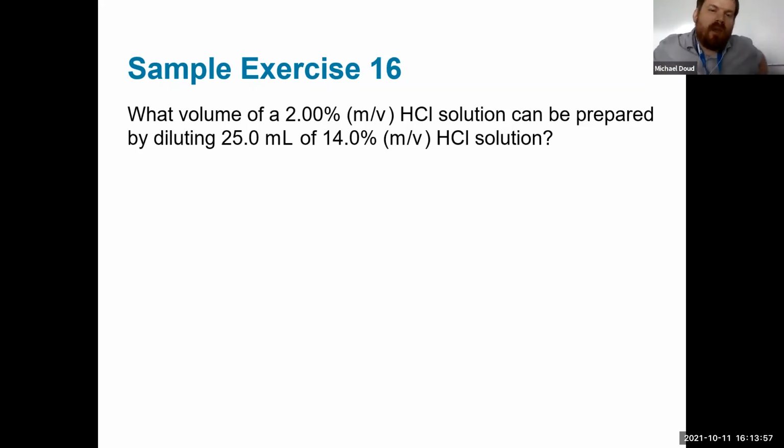They all work. What volume of a 2.00% mass over volume HCl solution can be prepared by diluting 25.0 milliliters of a 14.0% mass over volume HCl solution? Give it a try. And if it's still not making sense, we're going to come back at it here once we come back from break. But pause the video now and see if you can come up with the answer. So give it a pause.